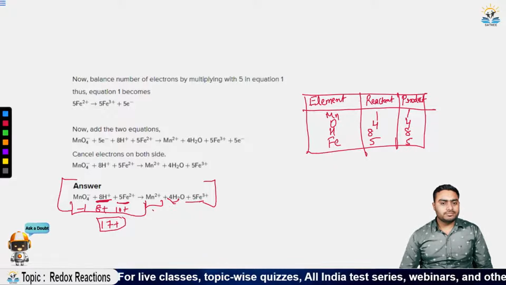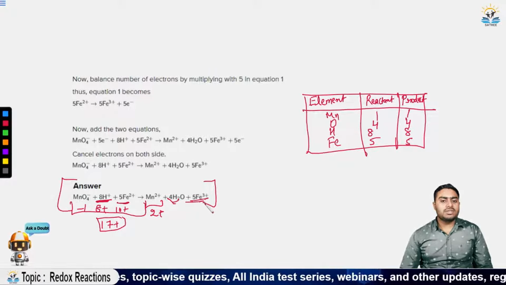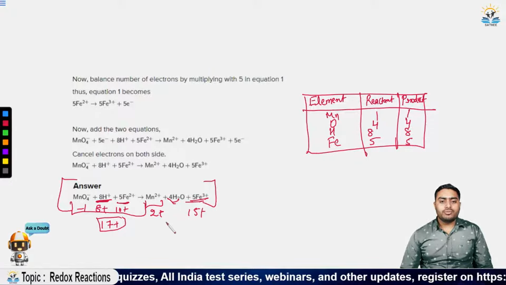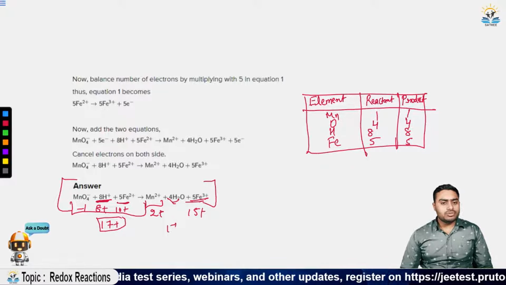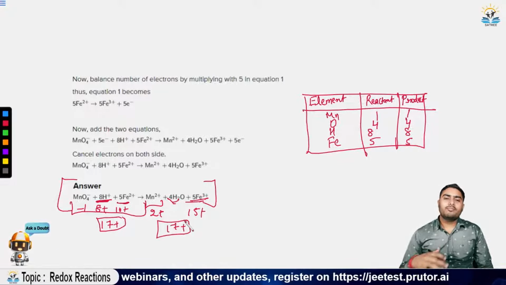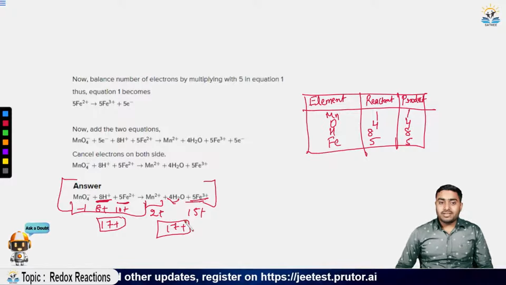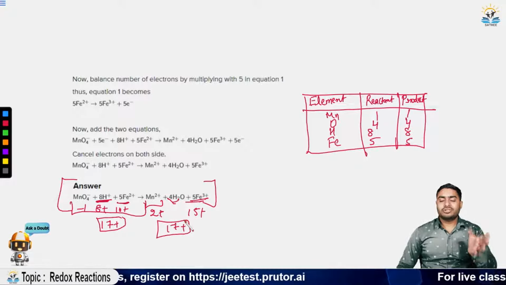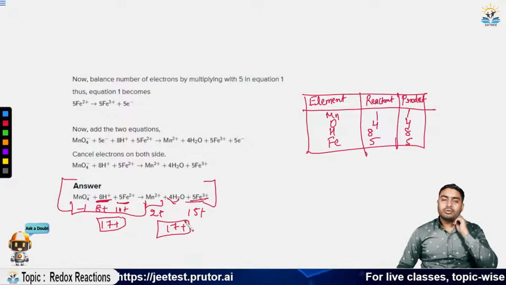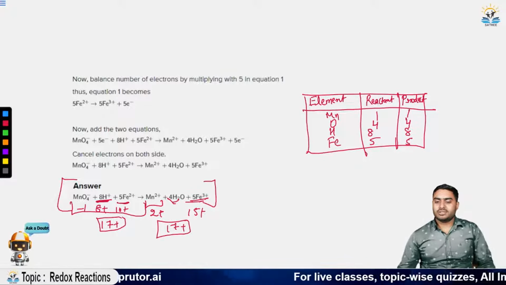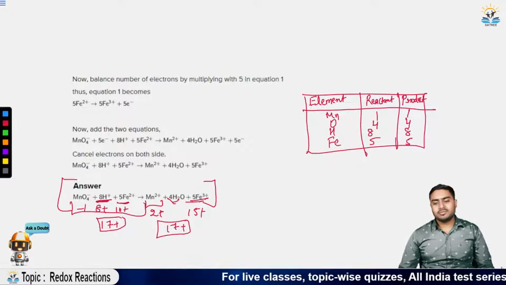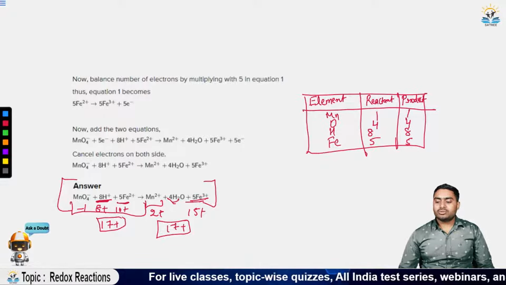Then you can see 2 positive and 5 Fe3 positive, which is 15 positive. 15 plus 2 gives 17 positive total on the product side. That means the total charge, 17 positive, is on both sides, so the equation is balanced. The number of atoms is balanced, the charge is balanced, so the equation is balanced. Let's go to the next part.